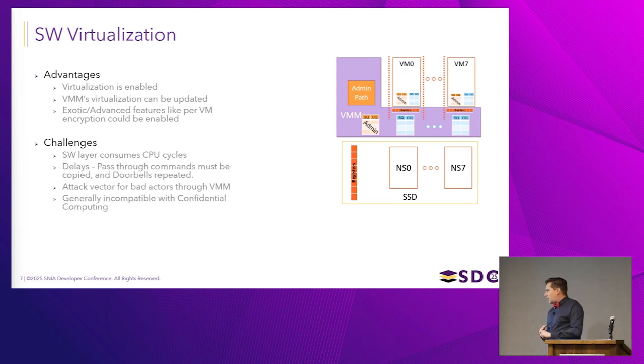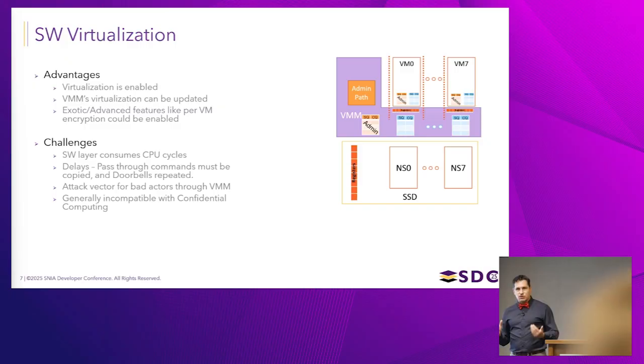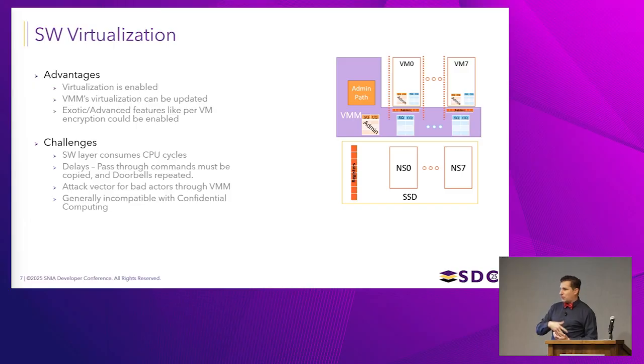But the challenges are that there's a software layer that consumes some CPU cycles. And there's some delays for perhaps even the doorbells. I just gave an example where the VMM must receive the doorbell and then recognize it's there and echo that doorbell into another position where the drive actually picks it up. That's got a delay as it interrupts the VMM and copies it over. And then there's always an attack vector. Depending on how you view security, potentially you view the VMM as an attack vector for bad actors if they were to break out of their VM into the VMM.